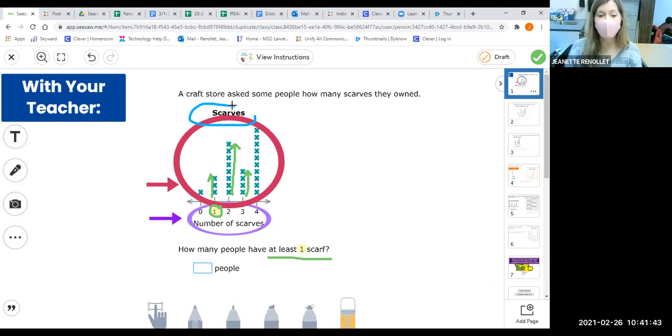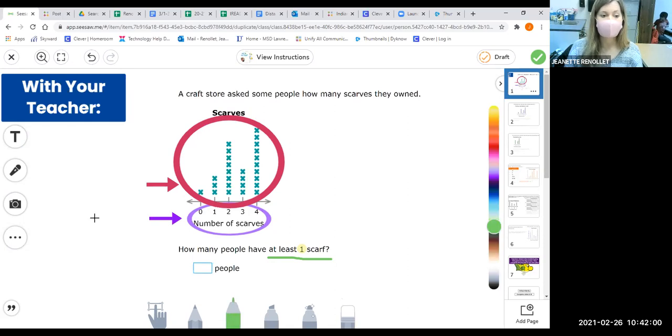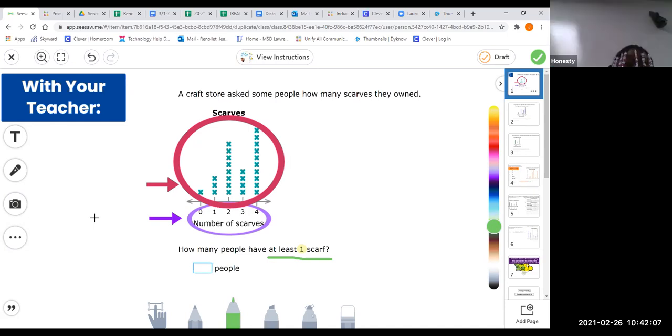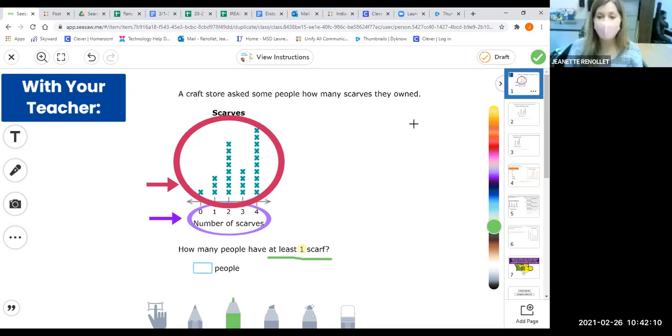All right, who has an idea about how many people have at least 1 scarf? Using the data, looking for 3rd graders who can share out. How many people on the graph have 1 or more scarves? Honesty, go ahead. 8 people. So Honesty says there are 8 people that have 1 or more scarves. Let's check that. Let's check her math.